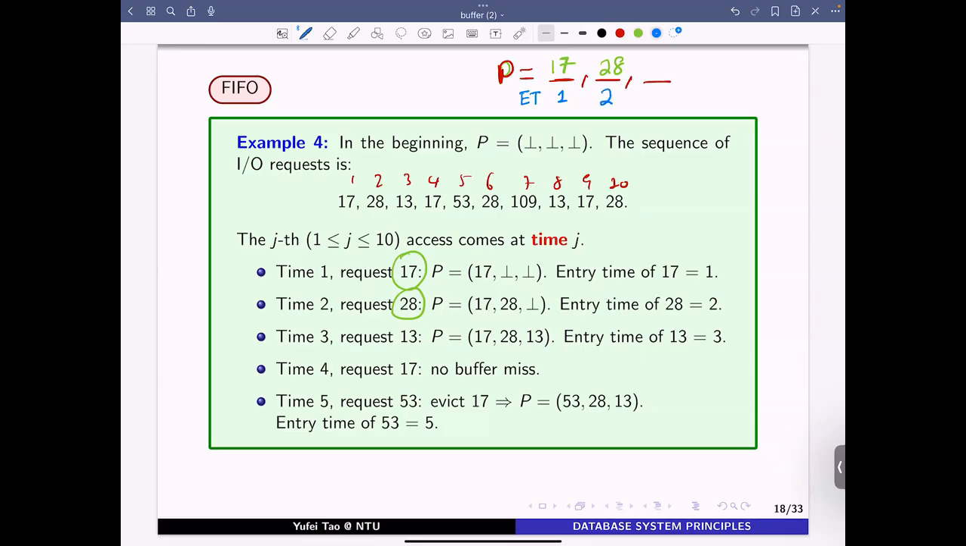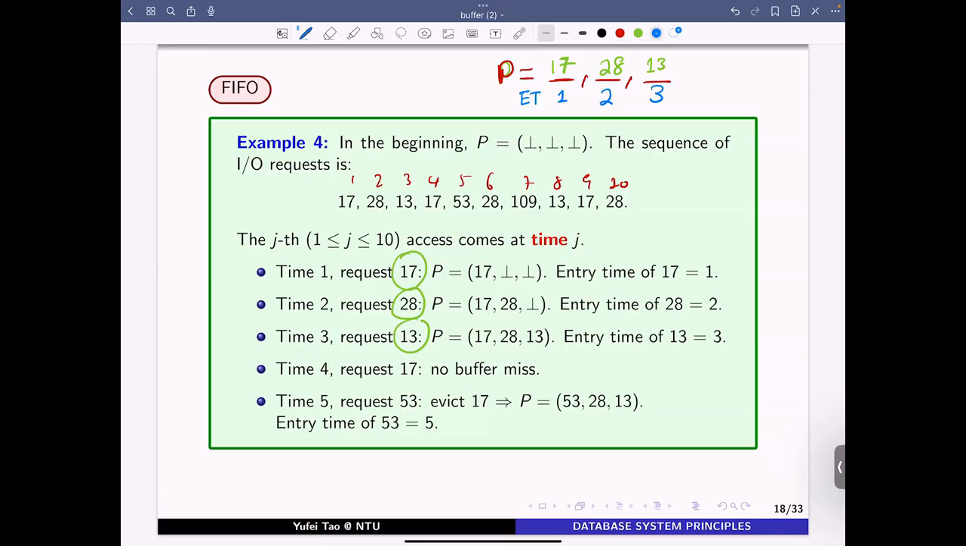So its entry time is 2. Now continuing, we get to 13. So this is 13, and its entry time is 3. Okay, so far 3 misses. The next one, 17. This is a hit. You can see 17 is there, right? No problem.